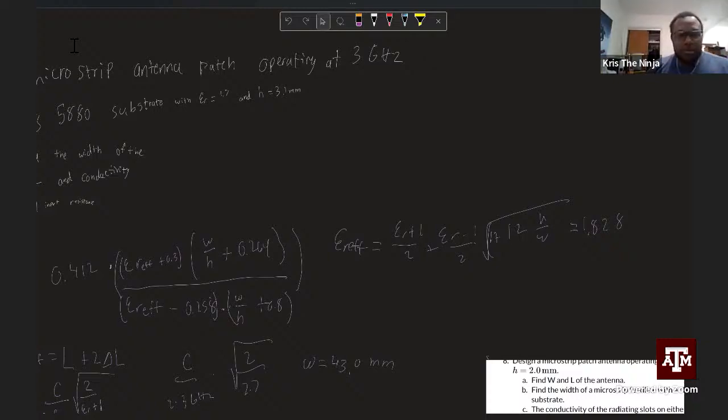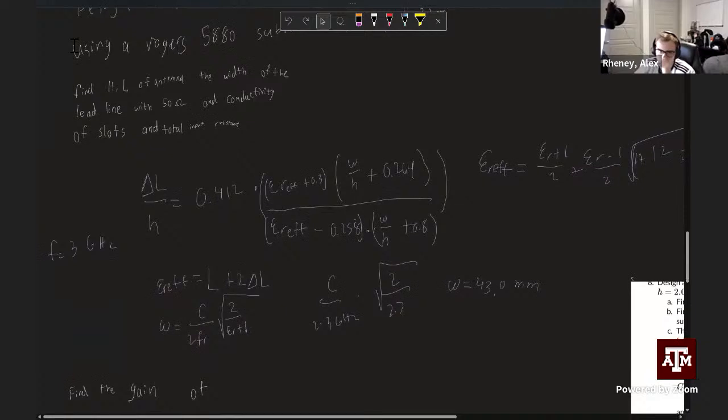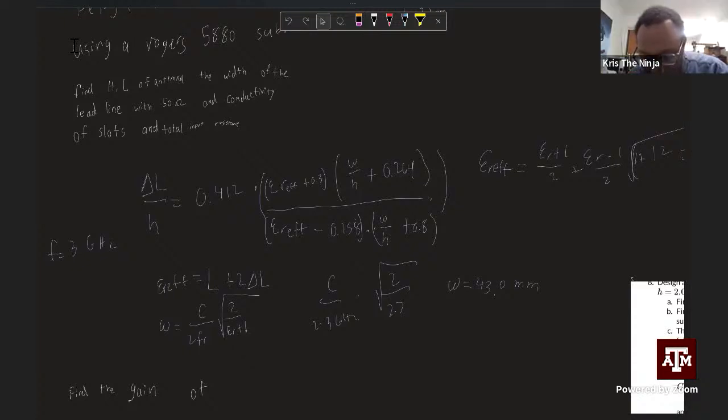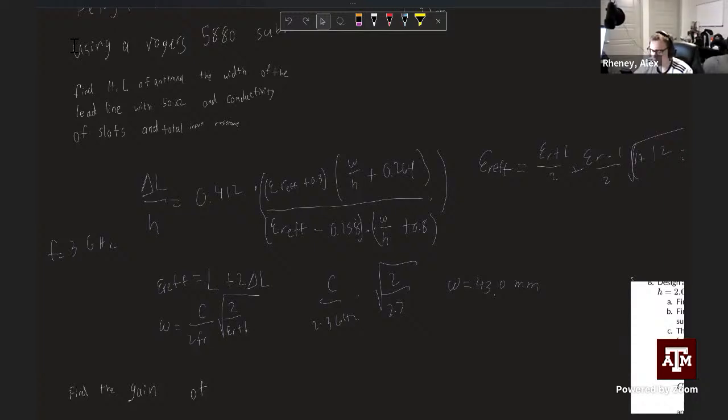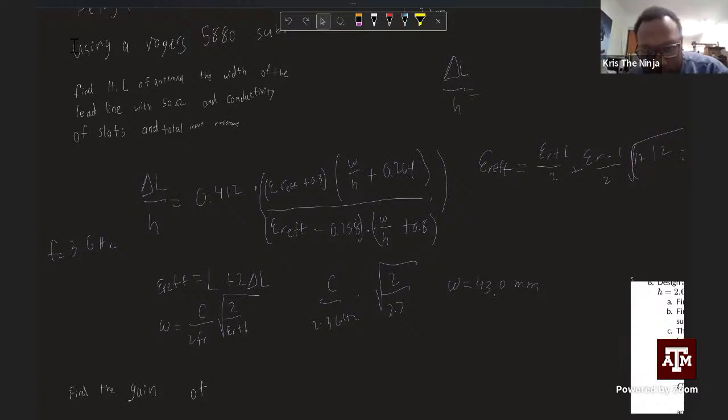Yeah, 1.828 is what I got as well. Sweet. And now plugging that into the big equation, I got 0.538. That's delta L over h. So if we just multiply that by h, that'll give us delta L. What did you say for that value? 0.538.